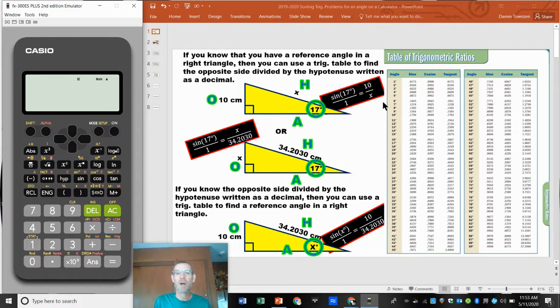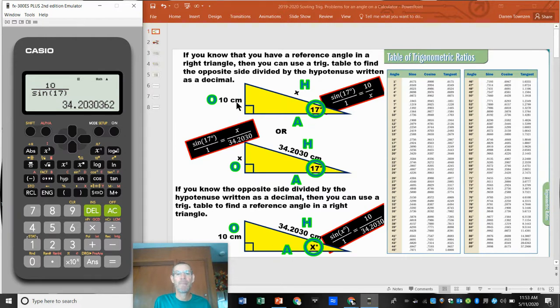So to solve this problem, the x is on the bottom, so I'm going to use the commutative property to switch these. Sine 17 times x is the same as x times sine 17. So what I really need to do is I just need a 10 on the top and a sine 17 on the bottom. And when I press equals, it tells me that that's going to be 34.2030, which, as you can see in my second triangle, I have already figured that out.